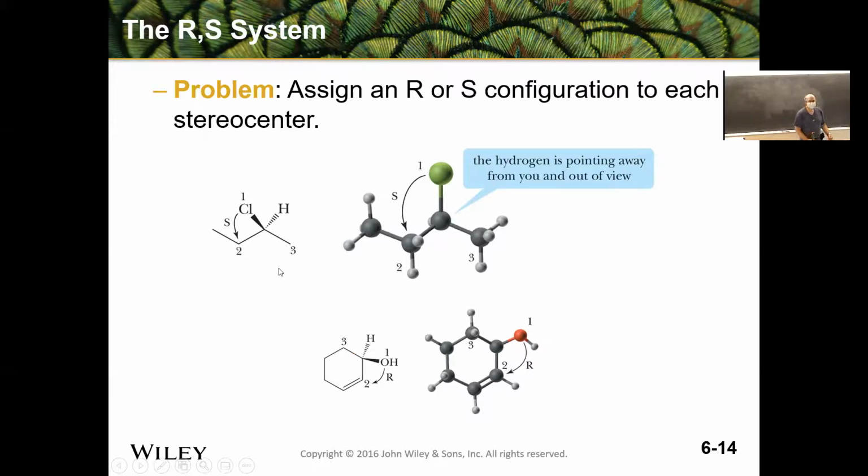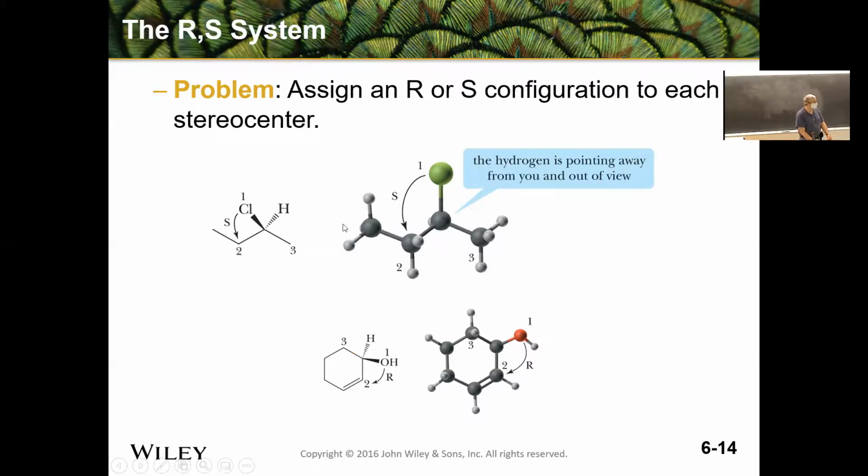Okay. Chlorine is obviously highest priority. It's atomic number 17. Carbon is 6, and hydrogen is 1. So hydrogen is obviously last. And here we have a tie. These are both carbons. But the next one out on the methyl would be a hydrogen versus on the ethyl it would be a carbon. So carbon beats hydrogen. Methyl loses out to ethyl.